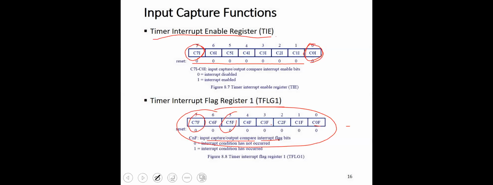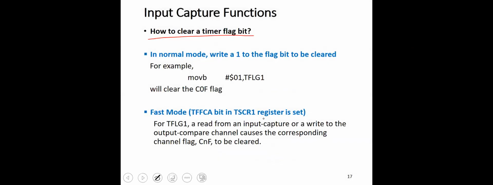So how to clear the flags? Basically, we can clear any of these flags by writing one to it, which is something we already know, or we can enable the fast flag clear mode, which is a bit in the timer system control register number 1. We did not talk about it, but we saw it earlier. It is very similar, if you remember, to what we had when we discussed the A to D, where we had a fast clear mode for the A to D flags, right?